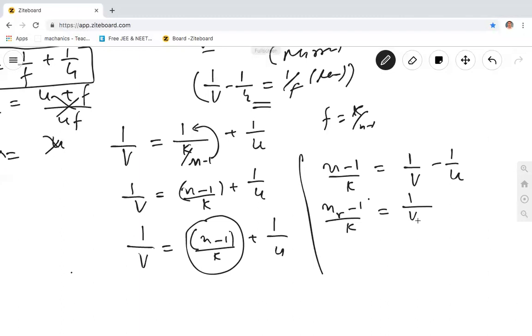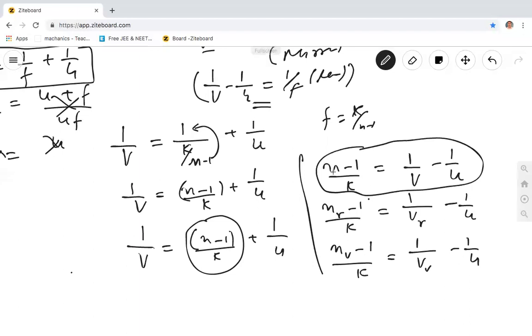V red minus 1 by U. I should write it for violet also. (N violet minus 1) by K is equal to 1 by V violet minus 1 by U. This is the equation. I wrote the equation for red, and I wrote the equation for violet. Isn't this fair? Yes, this is the final equation I got, right?